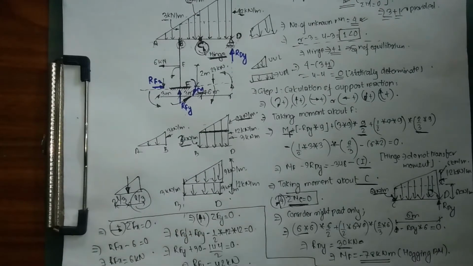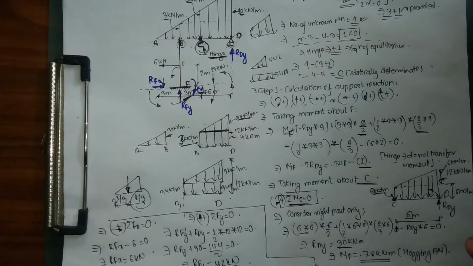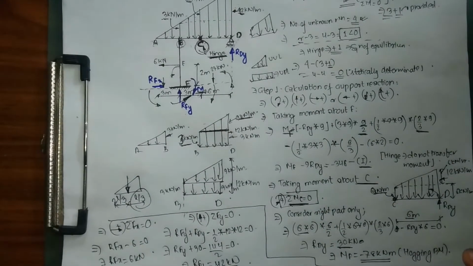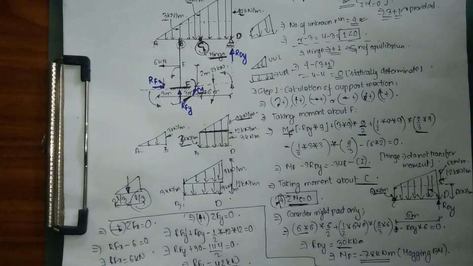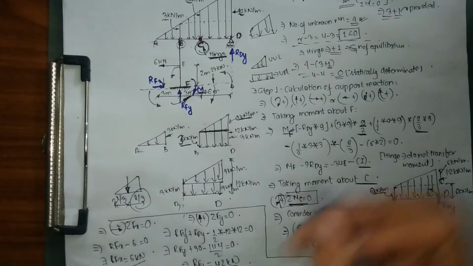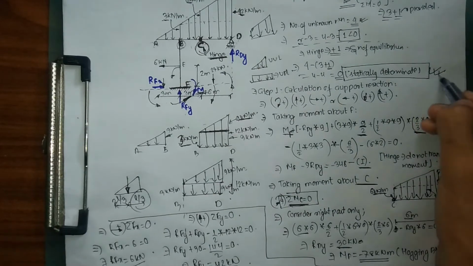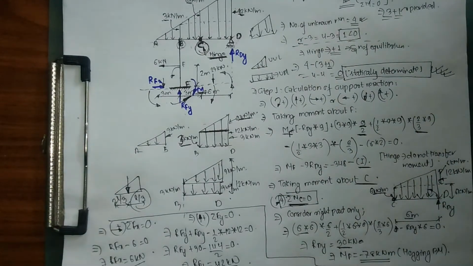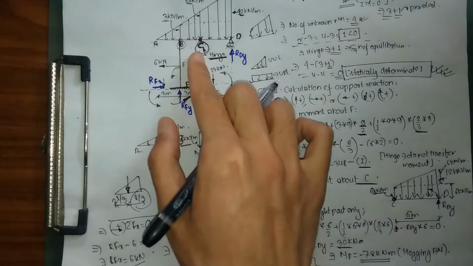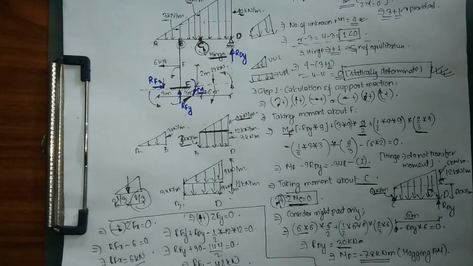We have now completed our first step, which means we have calculated all our support reactions. As I explained before, our frame is statically determinate, because with our available equations of equilibrium plus one from the hinge, we have found all of our support reactions. Next we are going to find our axial force and shear force diagrams.